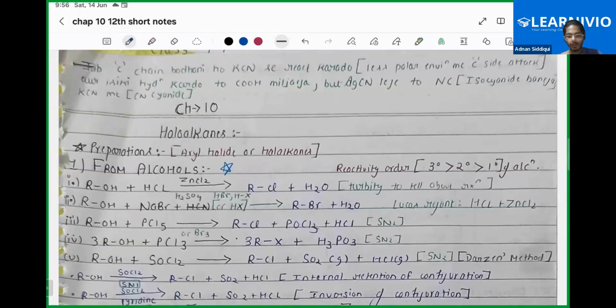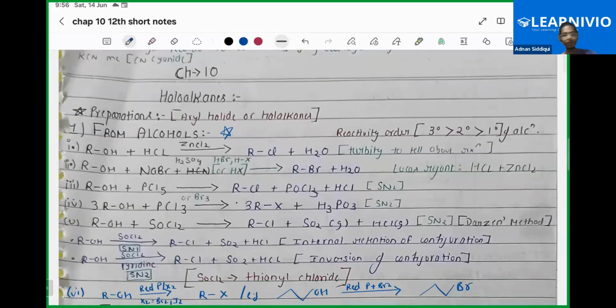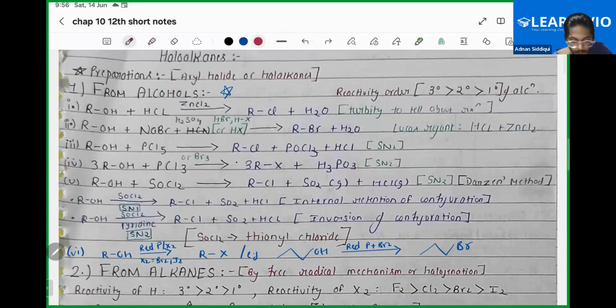See, the name of the chapter is this. We have preparation methods where we are going to use alcohol with different agents. From alcohols, you have six ways with the help of which you can prepare haloalkane. All of them will include your alcohol as the starting reagent, and you are changing the attacking reagent.